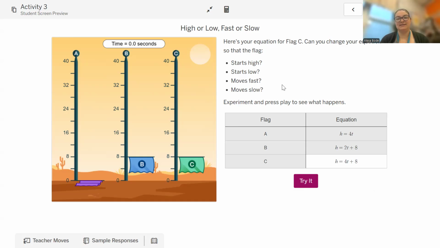If we want to change how fast it is moving, if we want it to move faster or slower, we want to change the slope. So go ahead, play around with this. And I am going to give you an example of something on the Nearpod that I want you to complete.